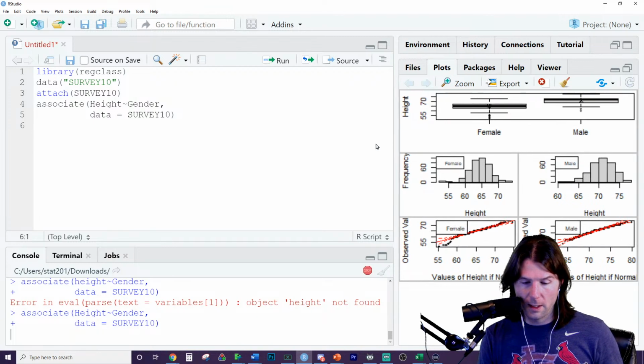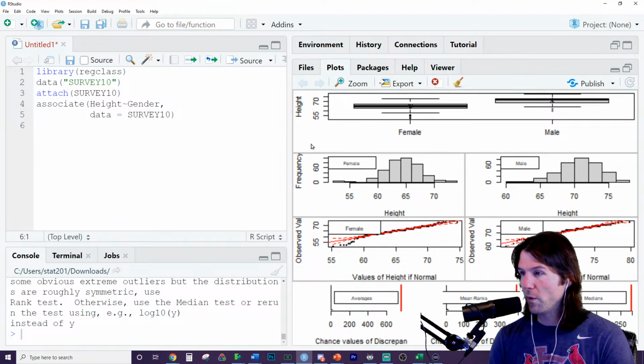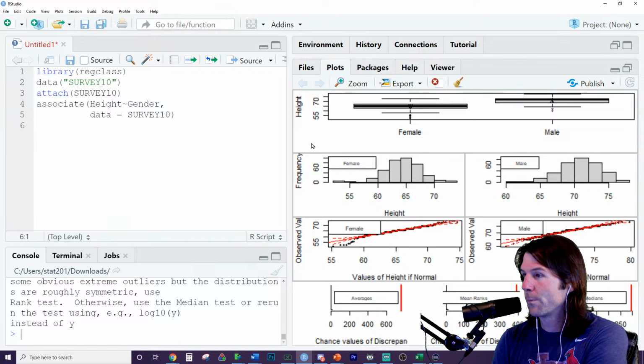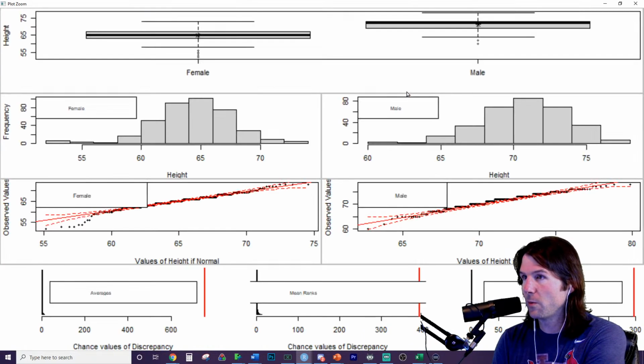There we go. And so the first thing we look at here is what? What is the first thing we do when we get this output? The very first thing we do when we get this output is do what? Like the first step when we look at this output is we do what?